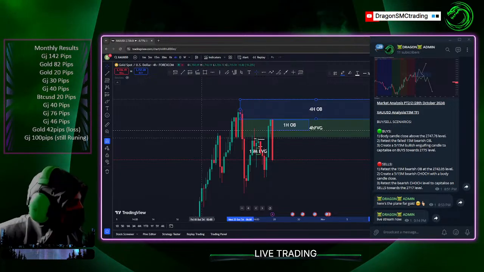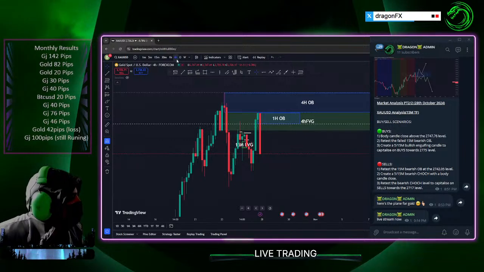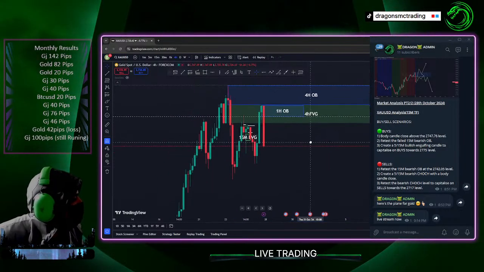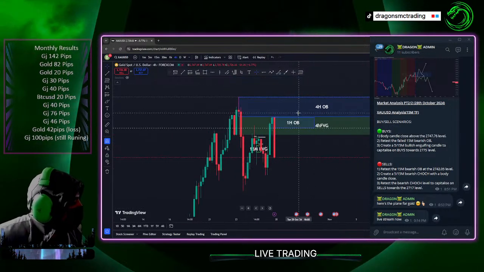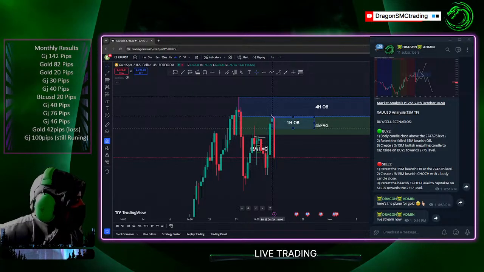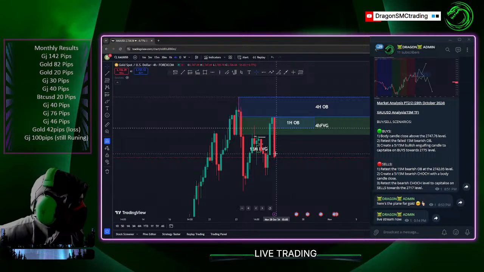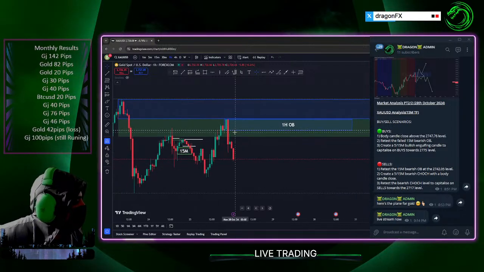Okay, let's go ahead and take a look at gold, guys. On the 4-hour time frame, gold has created a bearish OB and a bearish fair value gap. Price has just recently tested these two areas, and after retesting them, price has rejected pretty good here, creating a bearish 1-hour OB right at this level.